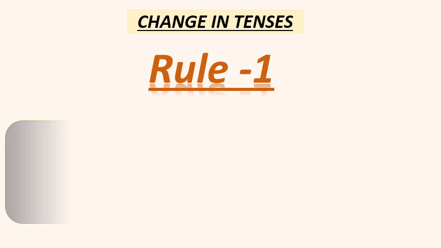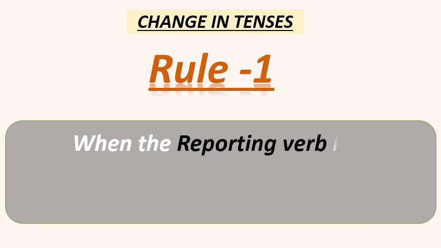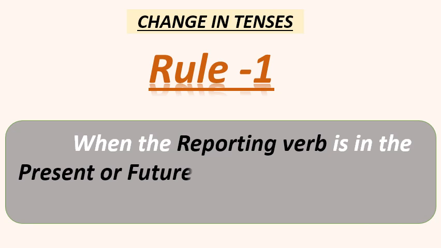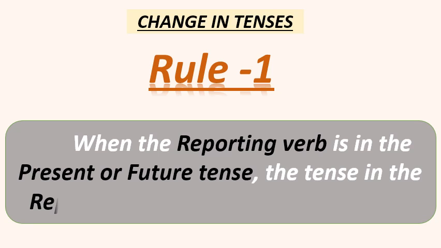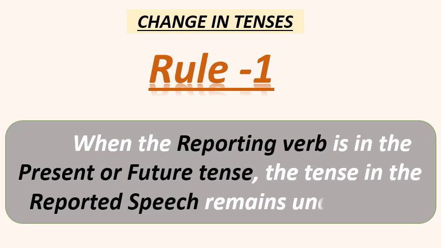Rule number 1 is when or if the reporting verb is in the present or future tense, the tense in the reported speech remains unchanged. Means if the reporting verb is in the present or future tense, then the tense of the verb is not changed in the reported speech. It will remain same. So let us see some examples to clarify rule number 1.